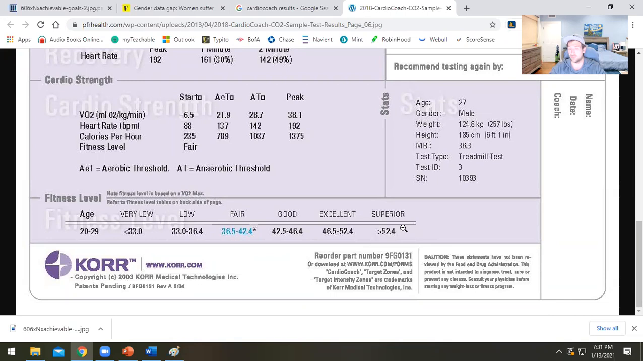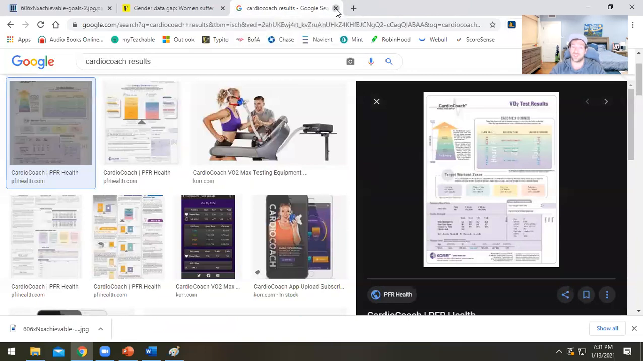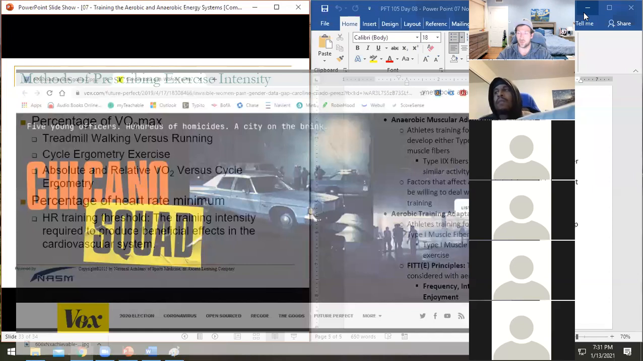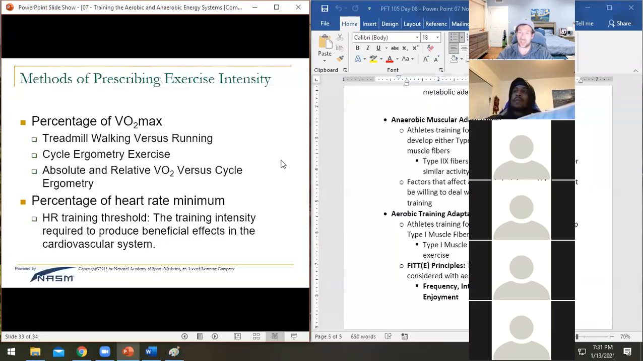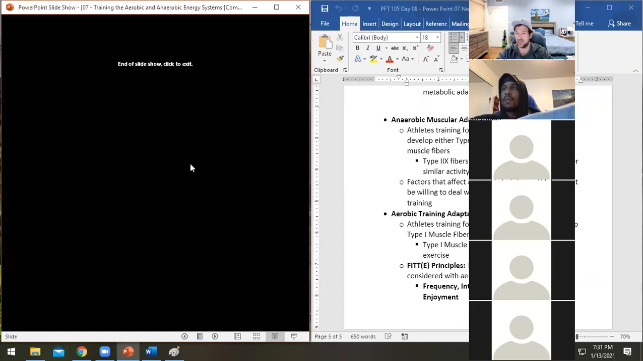Pro athletes are way up here, especially soccer players and stuff. So if you ever get a chance to get a VO2 test, it's amazing. It's a really, really specific way. Generally, though, we'll often use that calculator that I pulled up earlier, and we will use a percentage of heart rate max. That is called your heart rate reserve method, and I will be teaching that to you guys in later classes. We'll do some math.